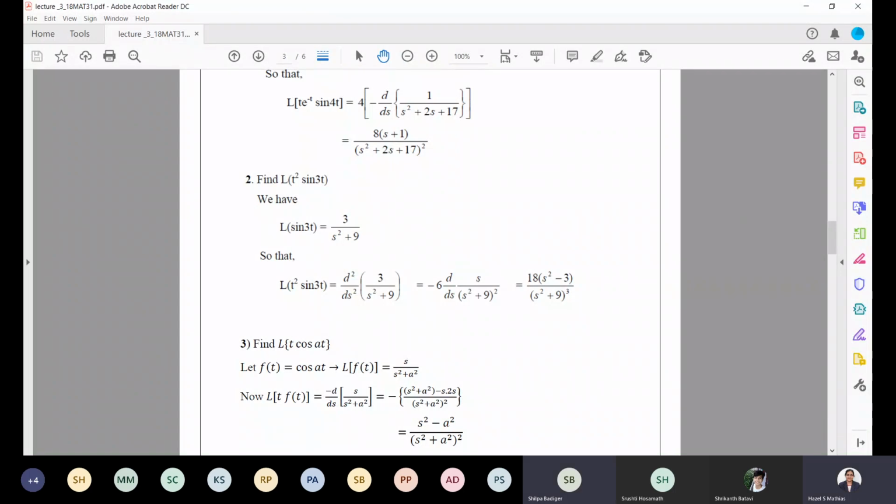Yes, ma'am. Okay, fine. Hope you have got the answer: 18 into s square minus 3 divided by s square plus 9 whole cube. I hope you have got the idea how to solve. Suppose if you have t power n into f of t, how to find the Laplace transform of such functions. Is it okay? If you have any doubt, please ask. Do not keep the doubts pending.